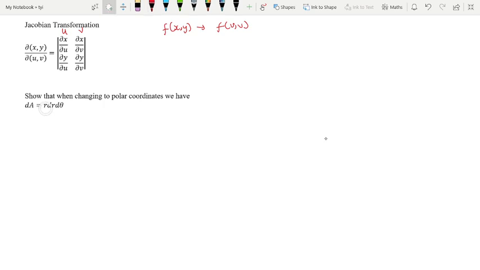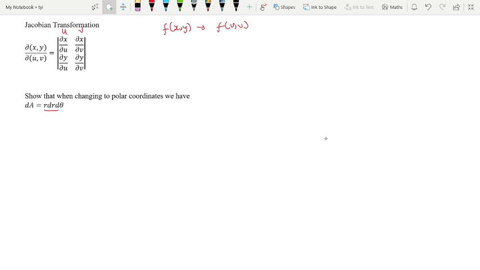Now there is something we're going to do here. It says show that when changing to polar coordinates, we have dA is equal to r dr d theta. Whenever you want to convert to polar coordinates, we introduce r and theta for our region. So let's see how we do that.